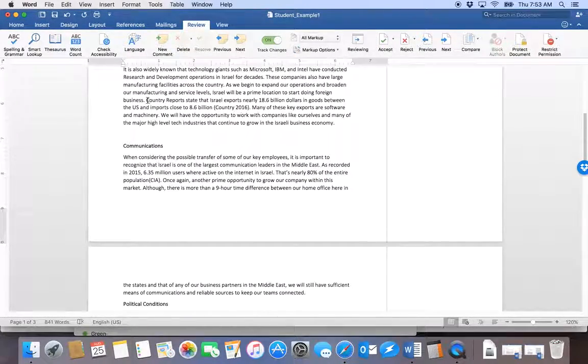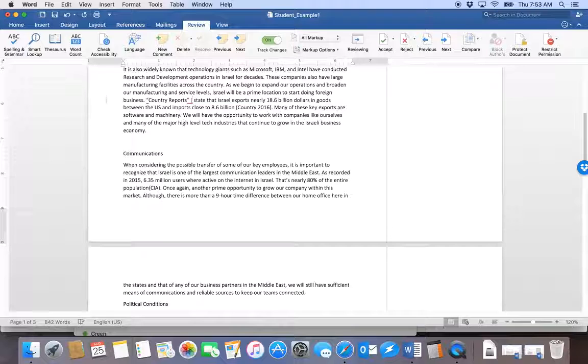So since country reports is an article title, we want to put it in quotation marks, and then anytime you use your source's name, you want to have the year with it, 2016. So remember, the year always goes with the source, whether that's the article title, when you don't have an author's name, or the author's name. Country reports states, and I know reports is plural, but remember country reports is the name of one thing, so we need a singular verb here.